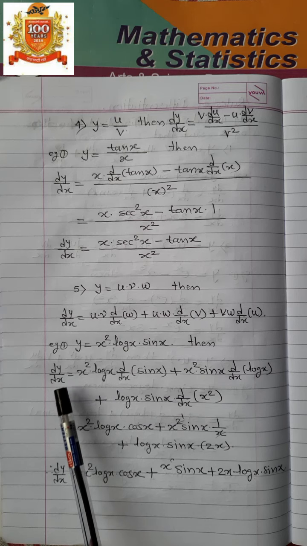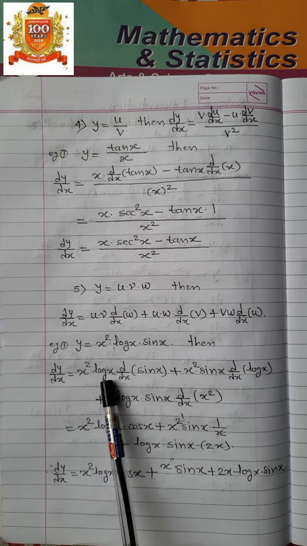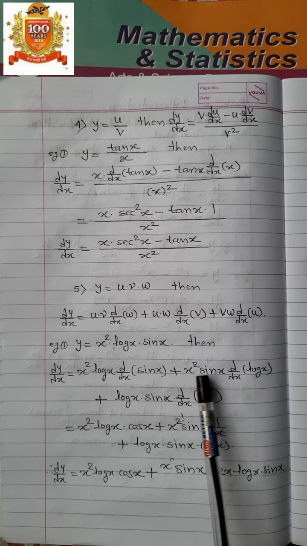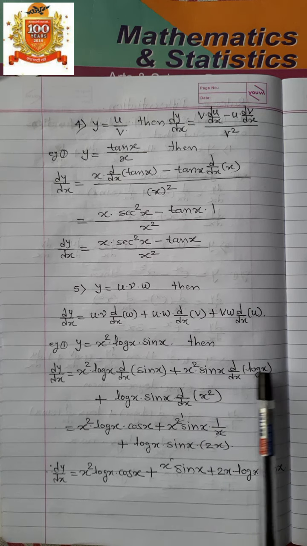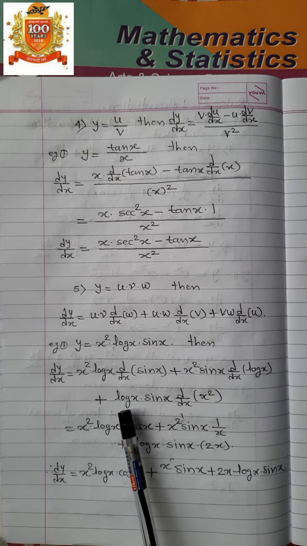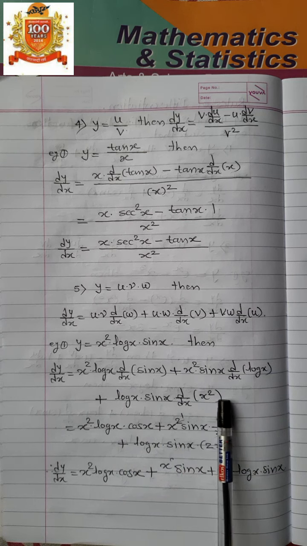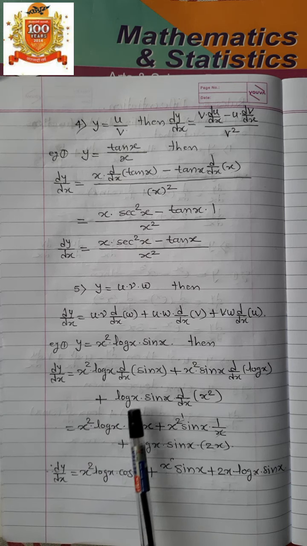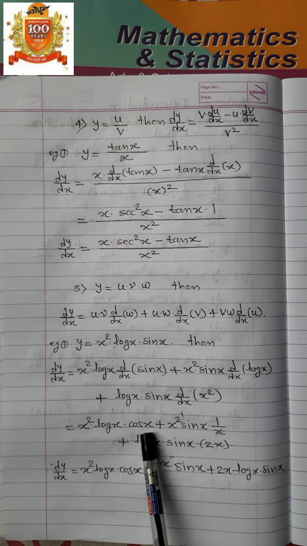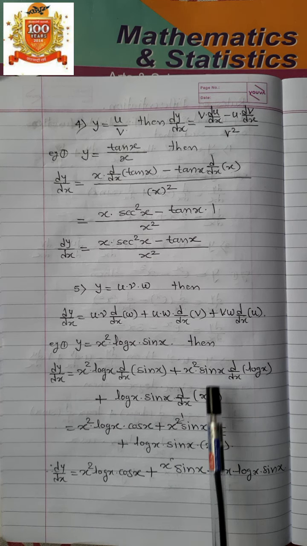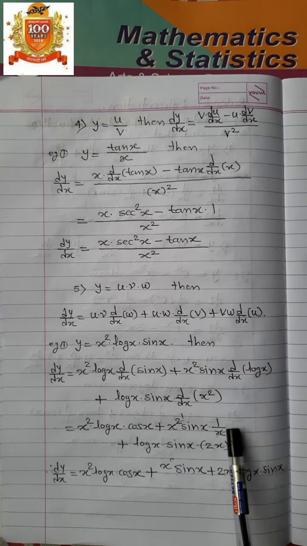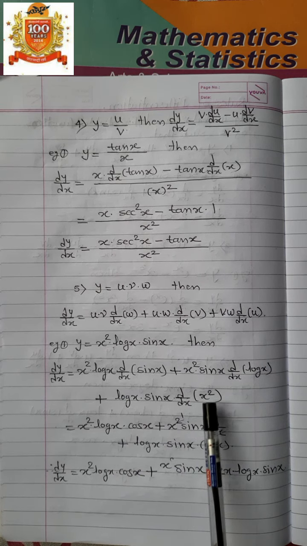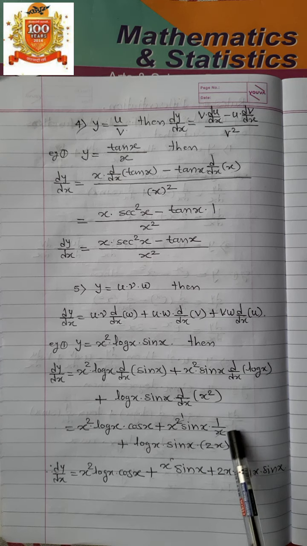We get dy by dx is equal to x square into log x as it is into derivative of sin x, plus x square into sin x as it is into derivative of log x, plus log x into sin x as it is into derivative of x square. Now which is equal to x square into log x into derivative of sin x is cos x, plus x square into sin x as it is, derivative of log x is 1 upon x, plus log x into sin x as it is, derivative of x square is 2x.